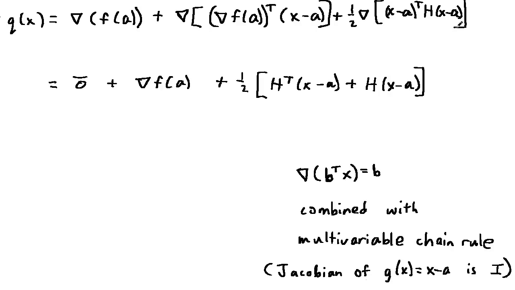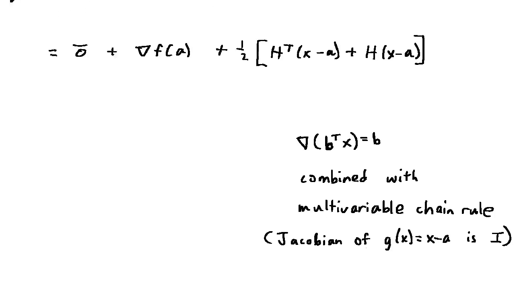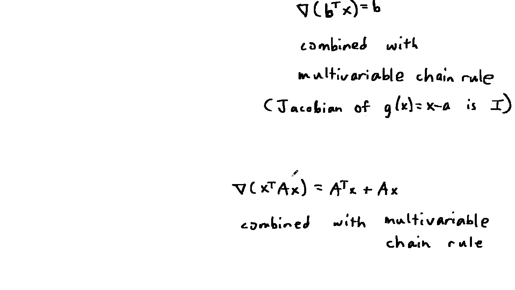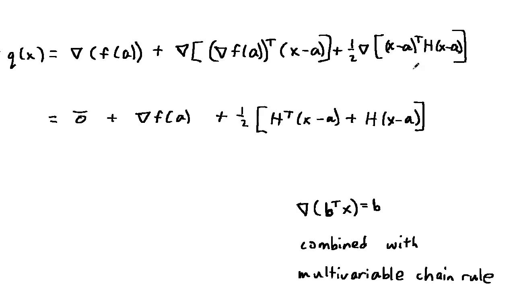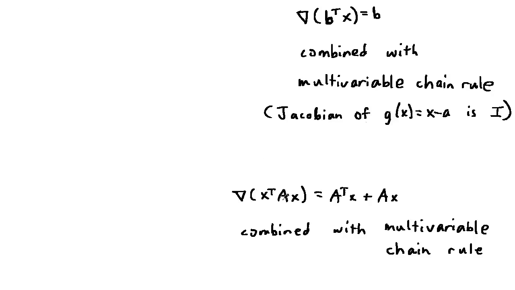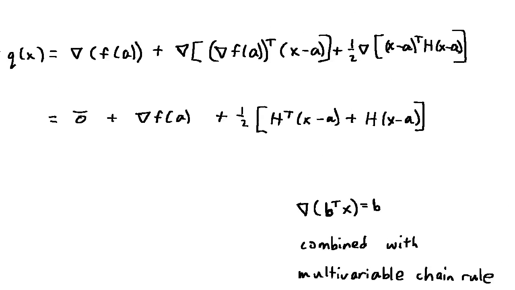Now, what about this part? Well, the gradient of x transpose A x is A transpose x plus A x. Notice this part here has the same form as this thing here. So we just applied this rule combined with the multivariable chain rule, because we have x minus a instead of just x. That's how we got this.